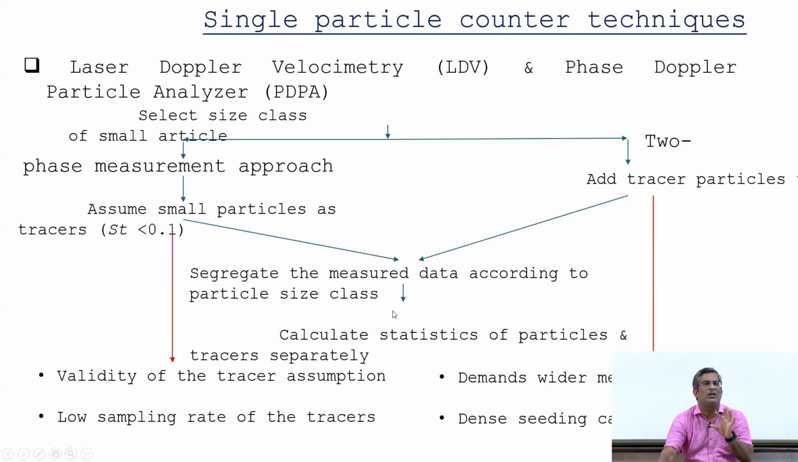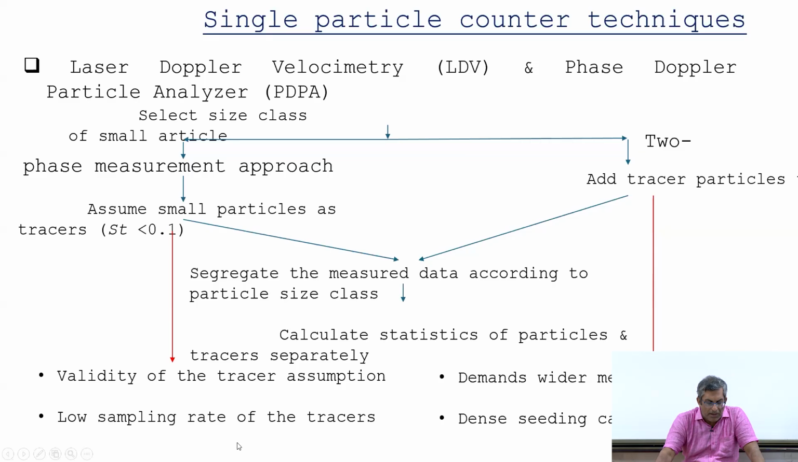So the crosstalk reduces to a great extent because we know the particle size data. However, the problem remains with both approaches. So this is the approach where you consider some of the particles in your flow itself as tracers. Now the problem with that approach is the validity of the tracer assumption. So this you have to validate, you have to kind of validate that the Stokes number is actually low.